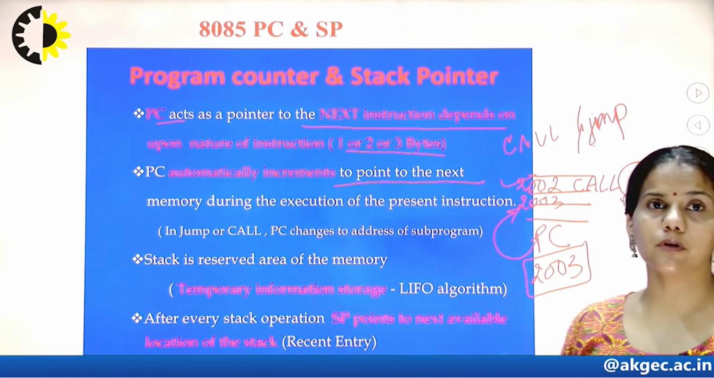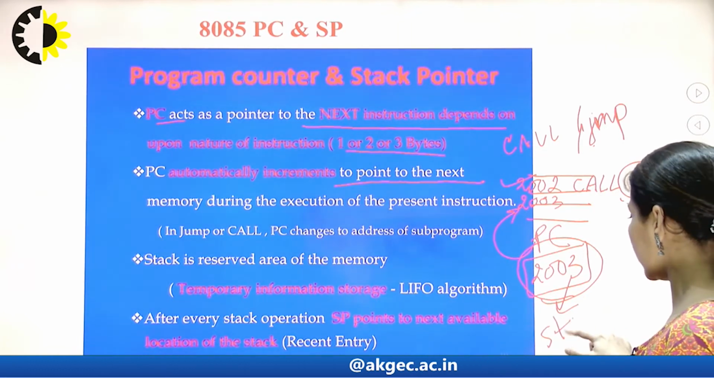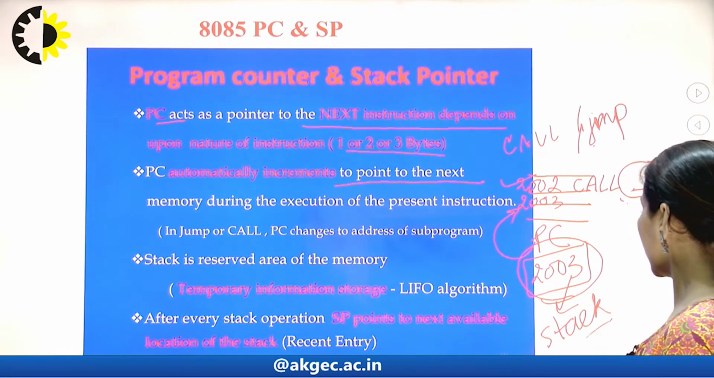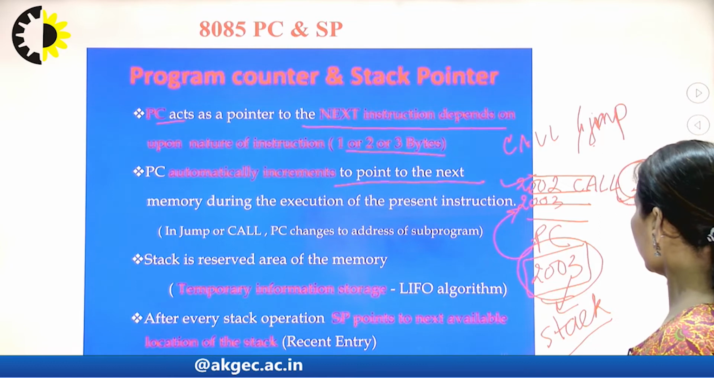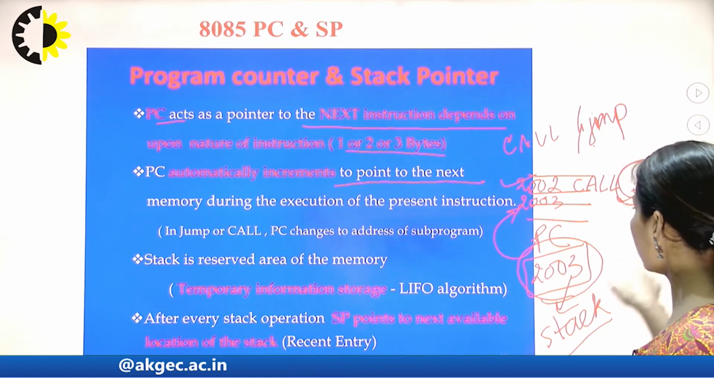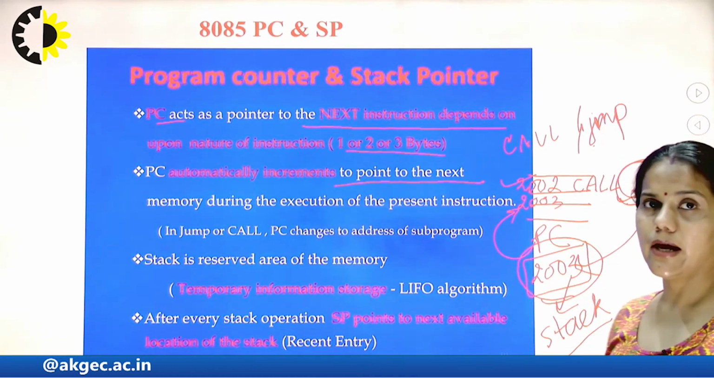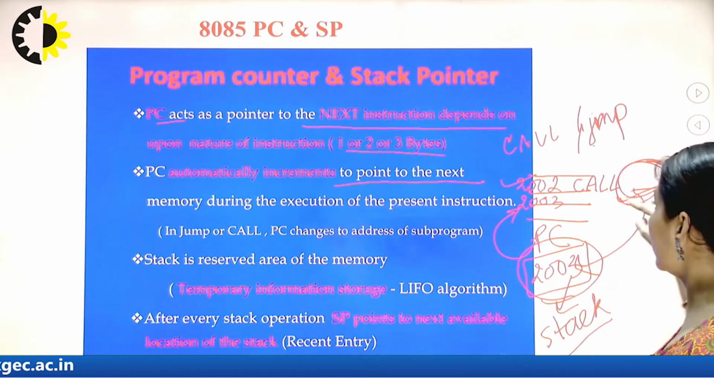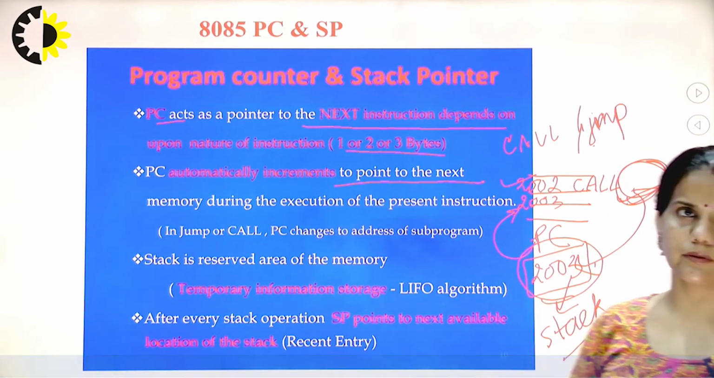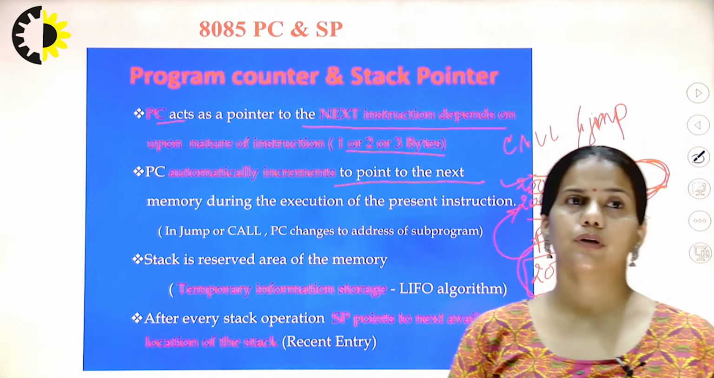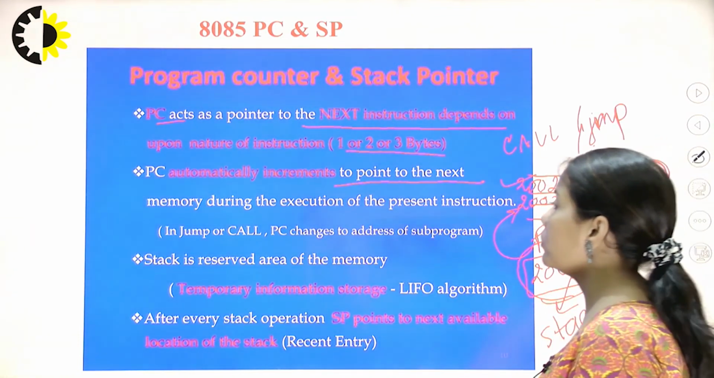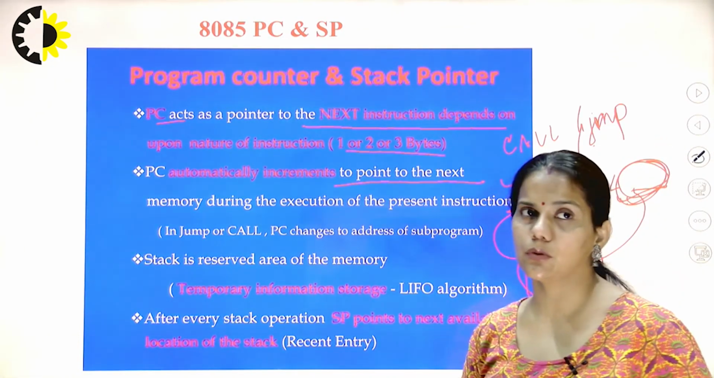So where will it go? It will be saved to the stack. This address, to where we have to jump, will be loaded into PC and the execution will start from this address automatically. So in this way, program counter is used to hold the address of the next memory location.